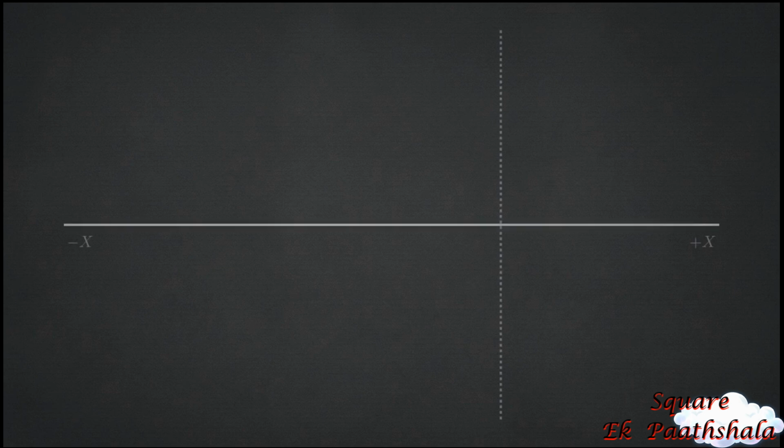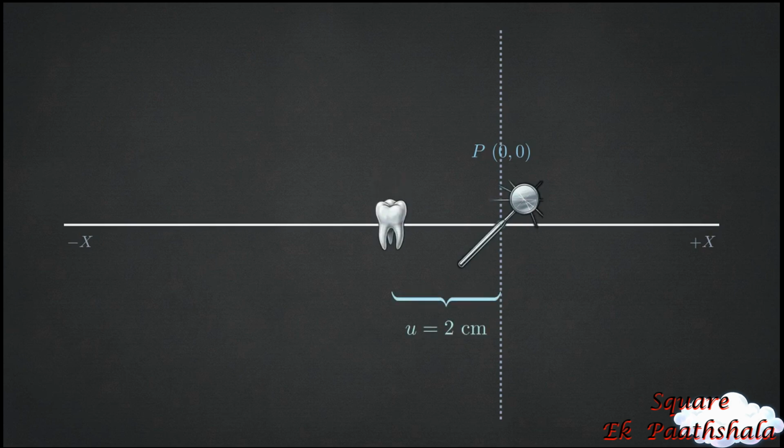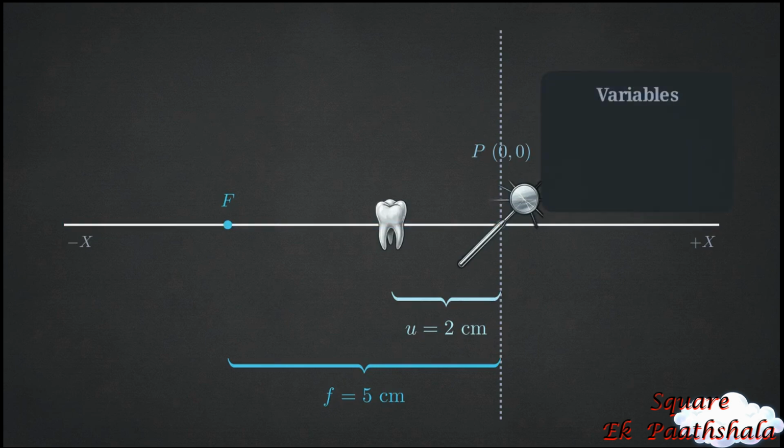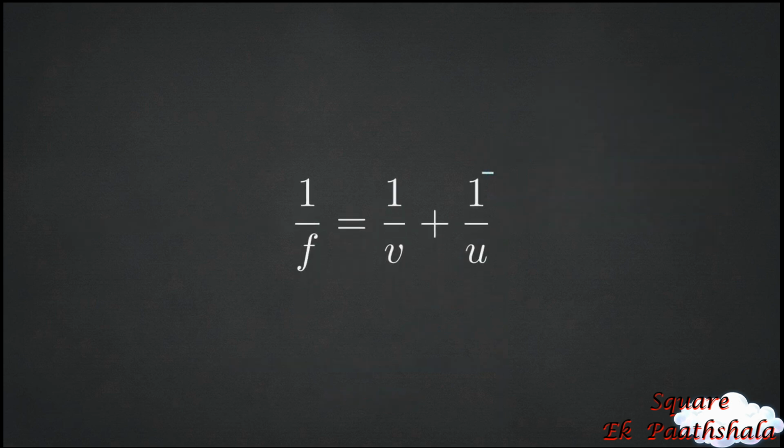Let's test that logic. A dentist holds a concave mirror 2 centimeters away from a tooth. The mirror has a 5 centimeter focal length. Based on the XY grid we just built, what are the exact positive or negative signs for those two variables? The object distance, U, is always negative, so it's -2. The mirror is concave, so F is -5. Plugging those strict negative values into the mirror formula guarantees you find the correct image location.